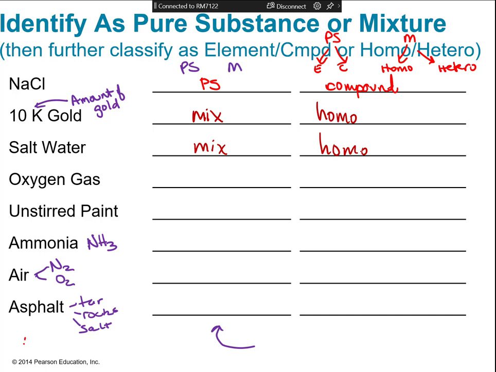Oxygen gas: pure substance. It is a pure substance because oxygen is on the periodic table. Is that an element or a compound? Element.